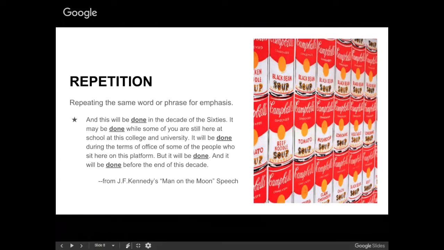So this is from JFK's Man on the Moon speech. And this will be done in the decade of the 60s. It may be done while some of you are still here at school at this college and university. It will be done during the terms of office of some of the people who sit here on this platform, but it will be done, and it will be done before the end of this decade.